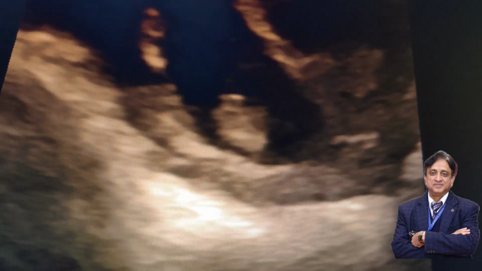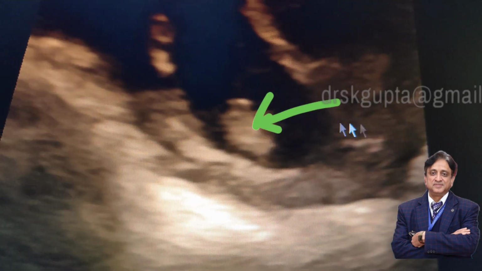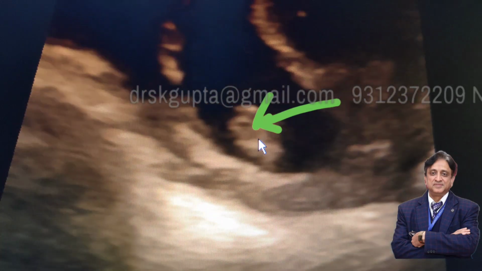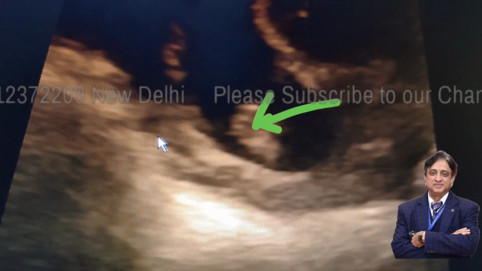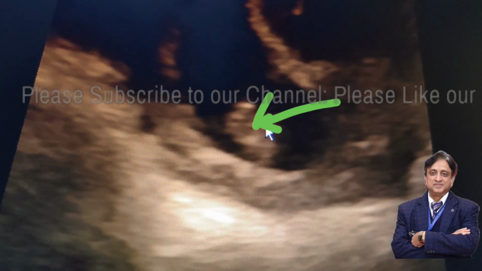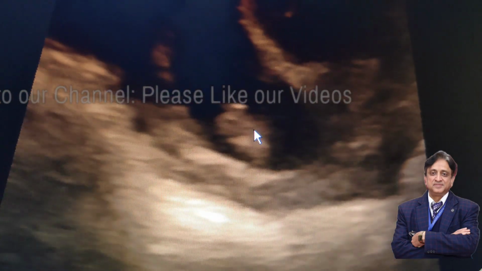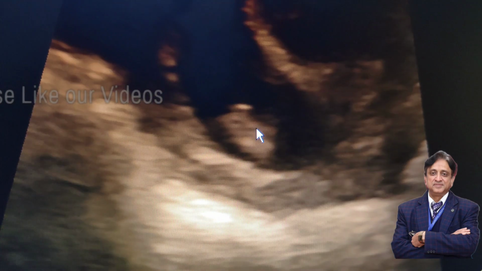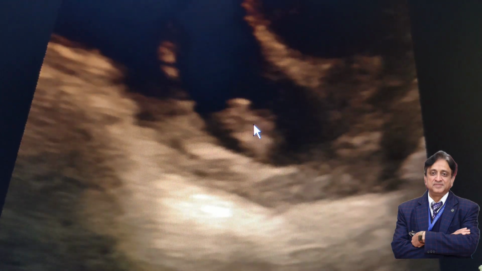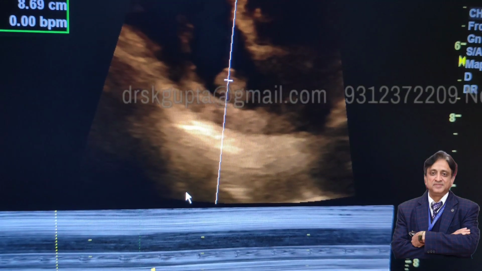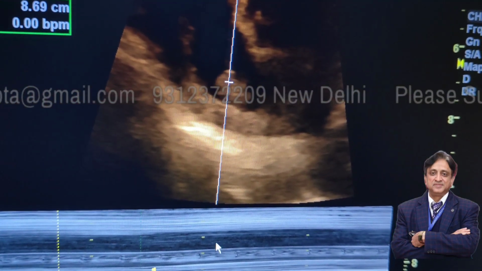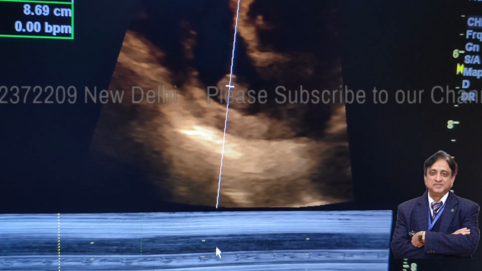After you have measured the crown rump length, try to look for the cardiac activity, and you can see that this is the beating heart. Sometimes it might be difficult because the entire image is shimmering, but this is a rhythmical, fast beating heart inside the fetal pole, and this is the cardiac activity. Now we should measure the heart rate. To measure the heart rate, take the cursor to the cardiac activity and use the M mode examination.